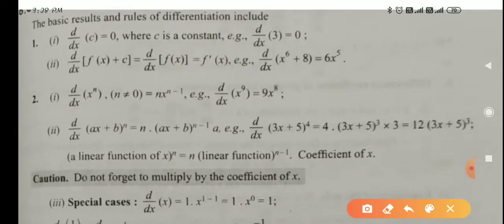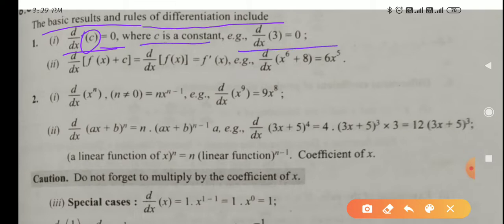First point, differentiation. The basic results and rules of differentiation include d upon dx of c. d upon dx is the differentiation sign. d upon dx means differentiation with respect to x, and c is a constant here. So differentiation of a constant is 0, and here you have to keep in mind that c is a constant. So as an example, d upon dx of 3 equals 0. Any constant term will have differentiation 0.